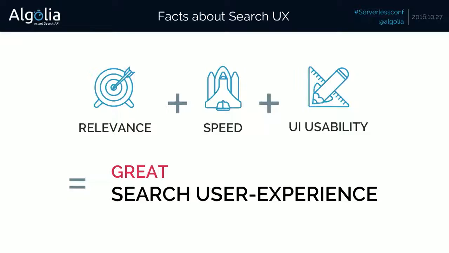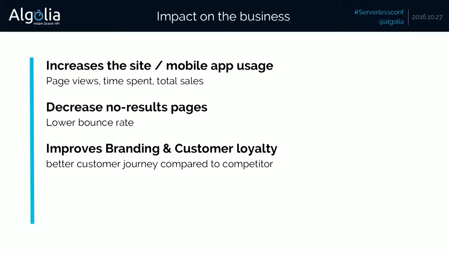And what is key in search is those 3 ingredients. To have a great search, you need to have a search which provides relevant results with a great speed and is easy to use. And that's the last part, usability. Once you have those 3, you can say that you have a great search experience, and that great search experience will have a beneficial impact on your business.